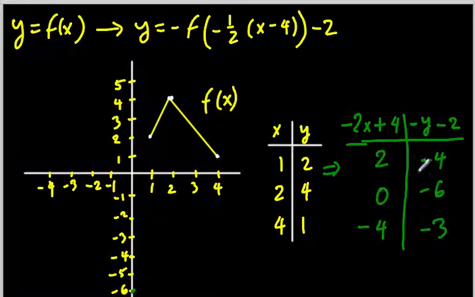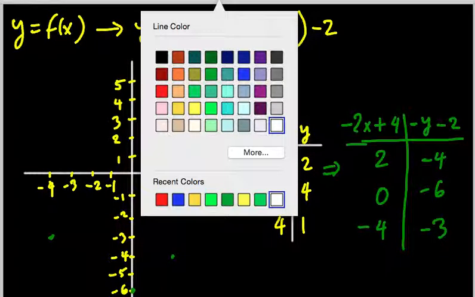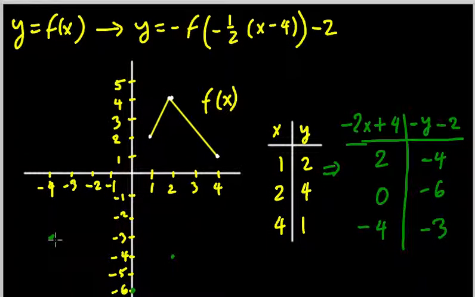Now let's plot these points. 2, negative 4 would be right about here. 0, negative 6 would be right about here. And negative 4, negative 3 would be right about here. All right, and now let's just connect the dots. So this point is connected to there. That point is connected to there.